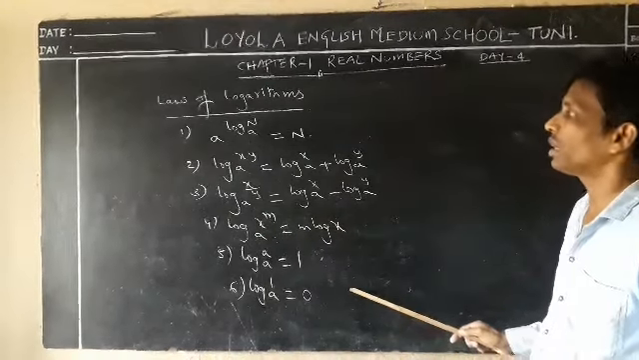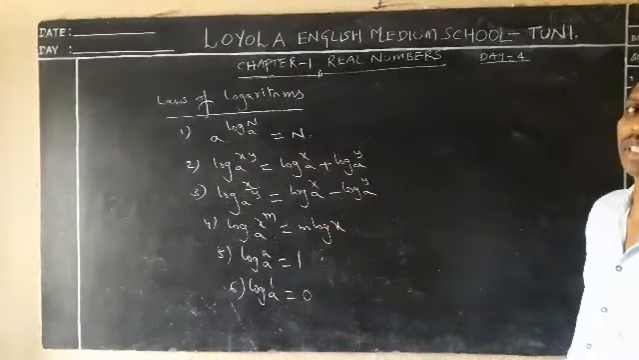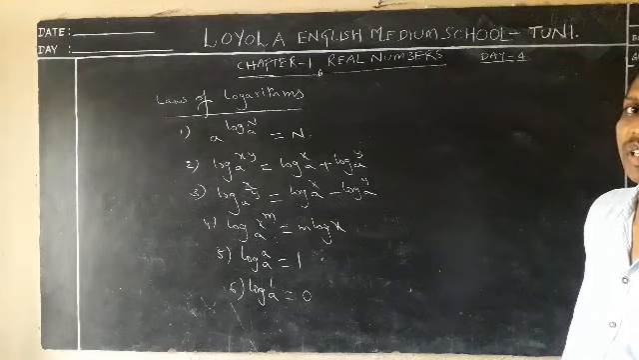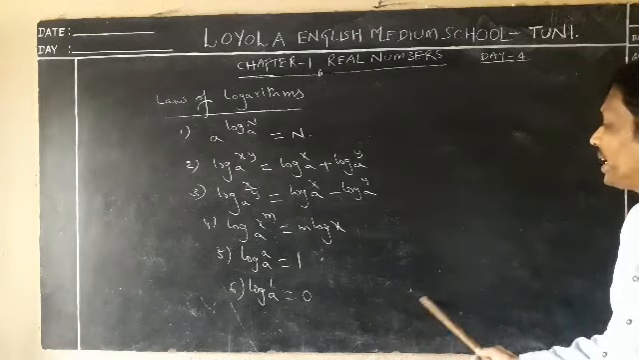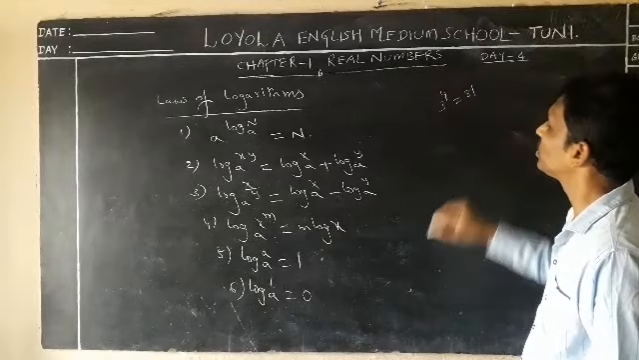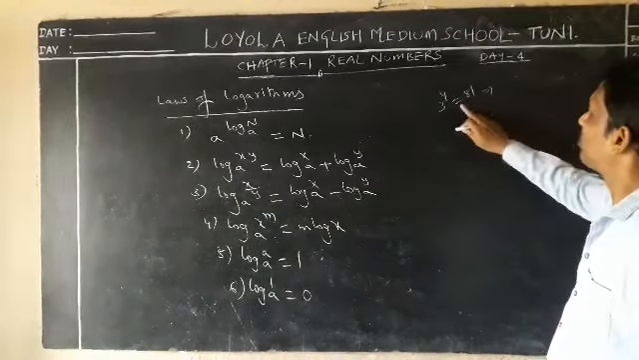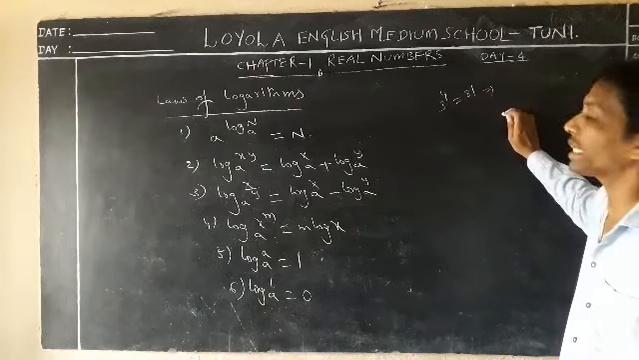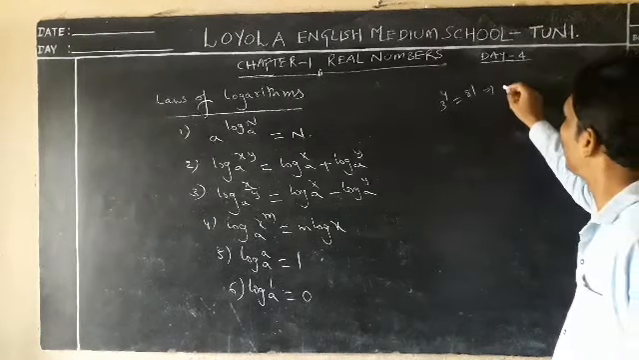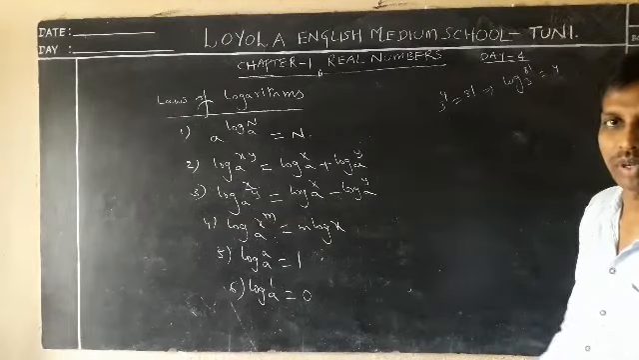Before the laws of logarithms, after the completion of the definition of logarithm, we might have explained something. 3 power 4 is equal to 81. This is an exponential form. When we change this exponential form to logarithmic form, log 81 to the base 3 equal to 4.